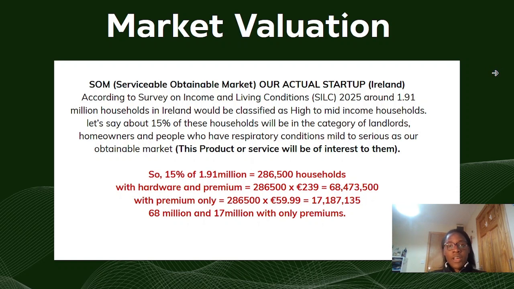So for our market valuation, I just focused on the serviceable obtainable market, which obviously is Ireland. And what I was looking at is the population of mid to high income households. So these are people that can realistically afford the service that we're bringing to the table. And I further narrowed that down to around 15%, because I would assume this will be a category of people who will be landlords, homeowners, or people that have respiratory conditions.